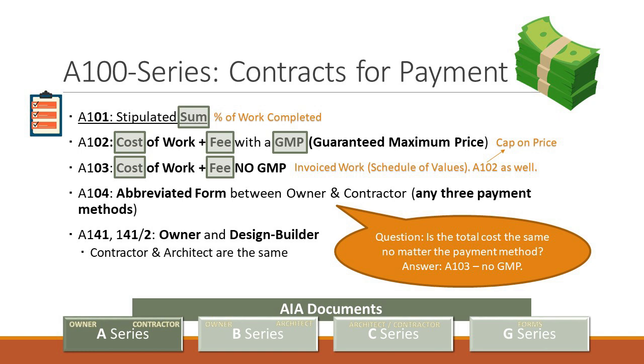The A101, the lump sum contract, is probably the most commonly used form of all the AIA contracts. It's the easiest, it's the least amount of paperwork, and so many projects are houses, not multi-million dollar projects. Just think about all the houses being built on a daily basis, millions and millions of houses over a year or a couple of years. It's so much easier to do that lump sum.